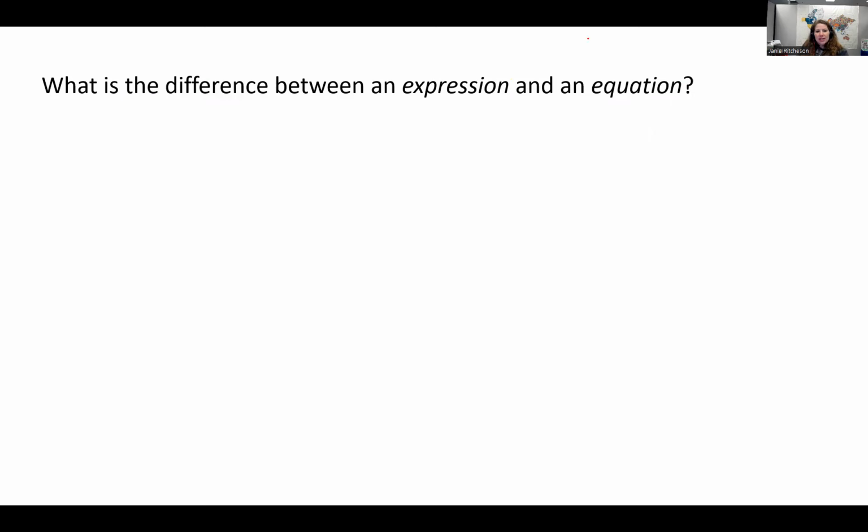So an expression does not have an equal sign, so it could simply be like 2 plus 3. Or it could be 2x plus 3y. All right, so a couple of different things going on here. We have multiplication, and then we have the sum of these two terms. Now, an equation, though, has an equal sign, okay?